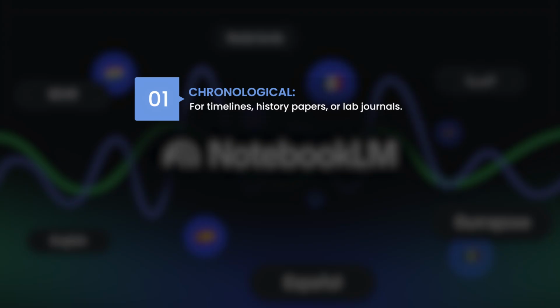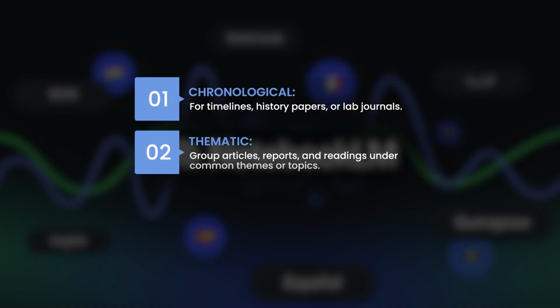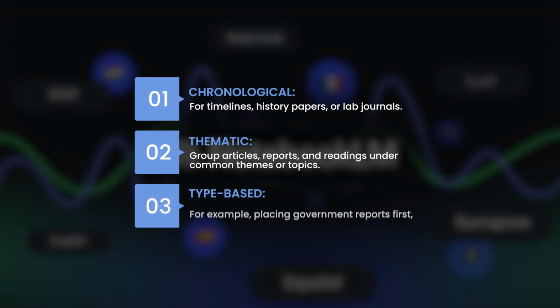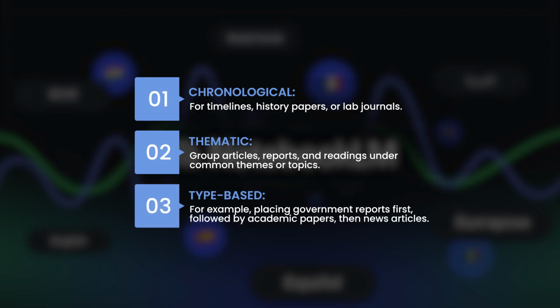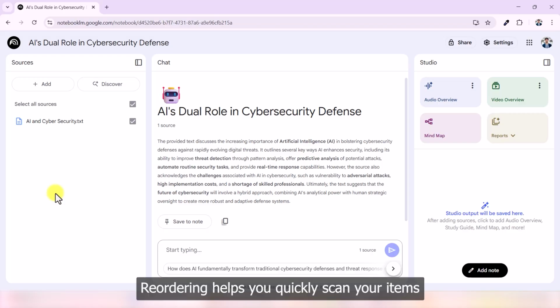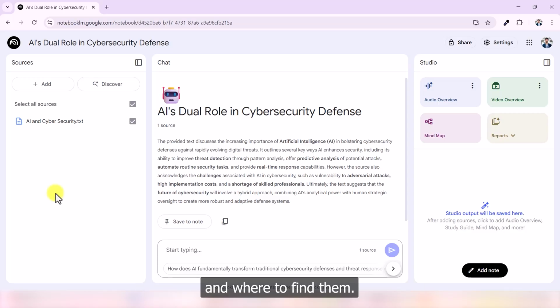Chronological, for timelines, history papers, or lab journals. Thematic, group articles, reports, and readings under common themes or topics. Type-based, for example, placing government reports first, followed by academic papers, then news articles. Reordering helps you quickly scan your items and know where to find them.